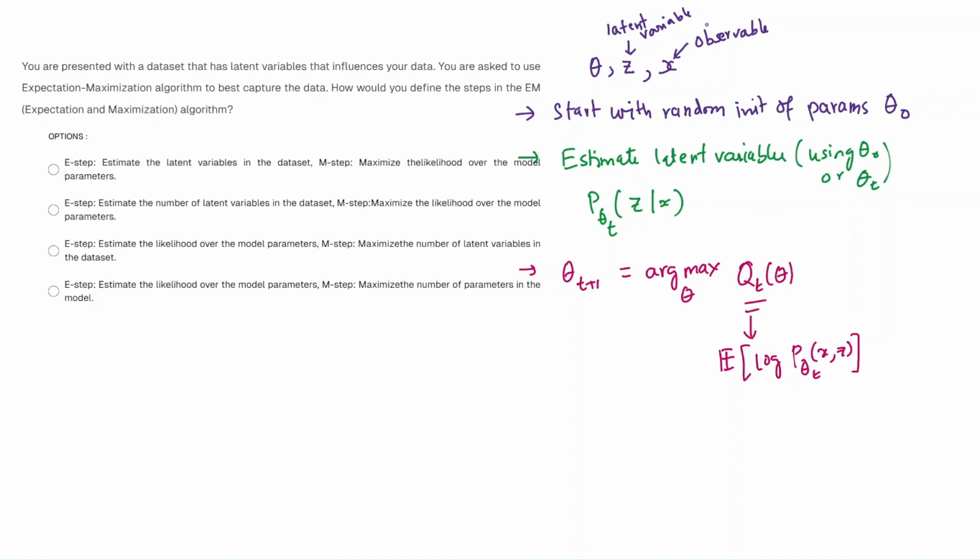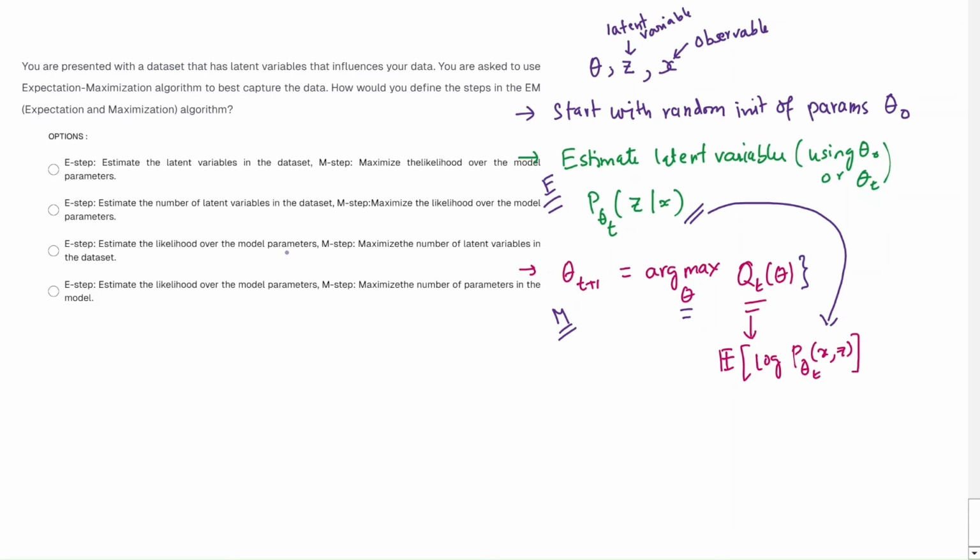And then in the next step, you compute the next iteration of theta, which is theta t plus 1, by maximizing the Q function. So this is the Q function here, and the Q function is the expectation of log p theta t of x comma z. Now this p theta t of z given x is used to compute this, and once we have the numerical value of this, or this as a function of theta, we can maximize with respect to theta and obtain the next iteration. Typically this step is called the E step, and the next step is called the M step.